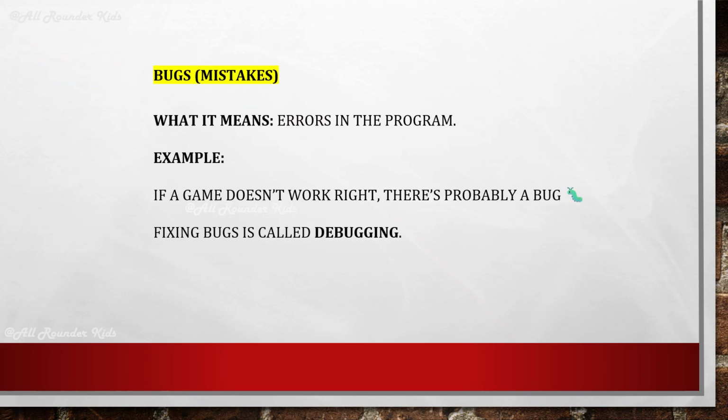Bugs, mistakes. What it means: errors in the program. Example: if a game doesn't work right, there's probably a bug. Fixing bugs is called debugging.